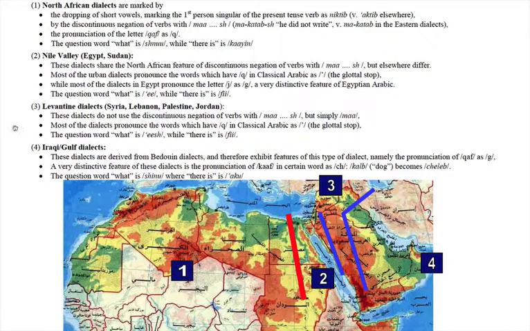And in some parts of the Arab world which are influenced by Bedouin dialects, for example, the Arabian Peninsula and in Iraq, the qaf is pronounced as a gaf. So qala is pronounced as gal.